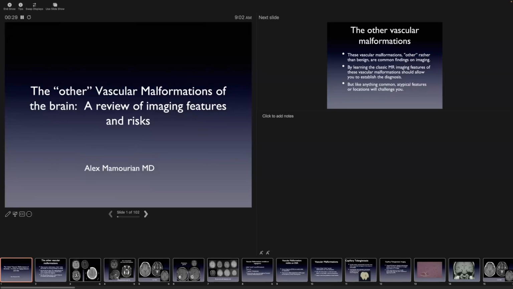Well, today I want to talk about what I'm going to call the other vascular malformations. Generally, when people hear the word vascular malformation, there is a tendency to think about arteriovenous malformations, which, as you may well know, are relatively uncommon unless you happen to be at a referral center. And so you need to be aware of these other malformations because they are much, much more common.